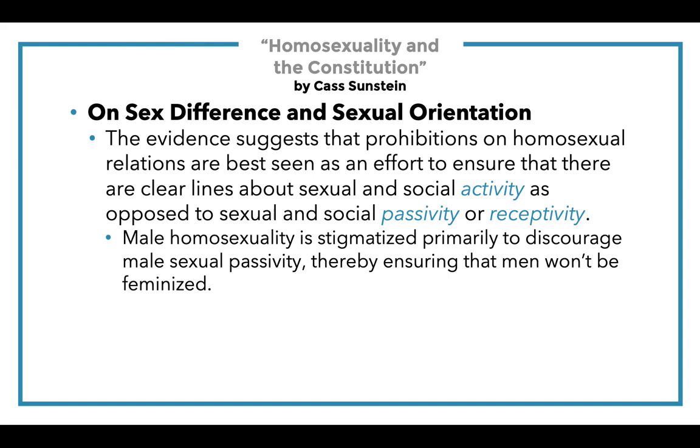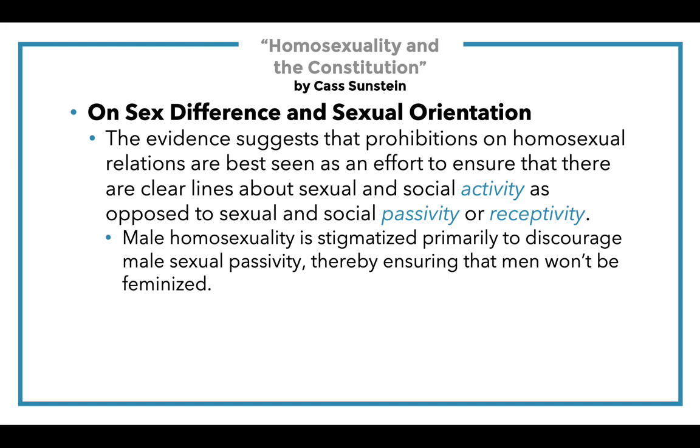So say we think there's something to this explanation, then we think about, well, why is homosexuality stigmatized? What Sunstein points out is that male homosexuality is going to be stigmatized for one reason, and female homosexuality is going to be stigmatized for a slightly different reason. And I think these explanations strike me as really plausible and illuminating. His thought is that male homosexuality is stigmatized primarily to discourage male sexual passivity, thereby ensuring that men won't be feminized. He gives this quote from Mike Tyson saying something like, "I'm going to make you my girlfriend." And the thought is that's bad. A man doesn't want to be made into a girlfriend because that would make the man into a passive being, and being passive is bad.